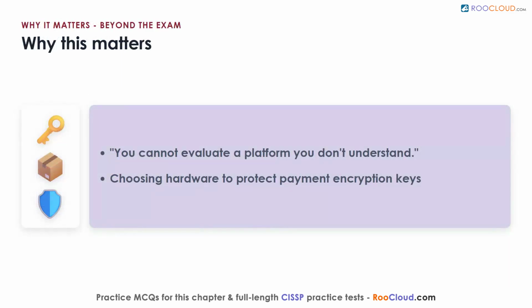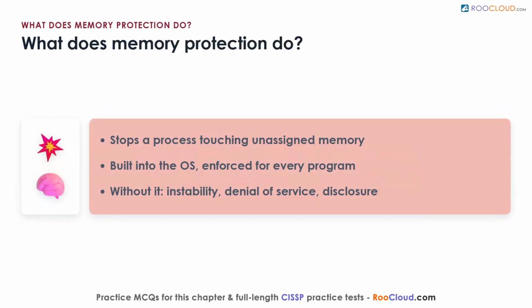Why does this matter beyond the exam? Because you cannot evaluate a platform you do not understand. Imagine you are choosing hardware to protect encryption keys for a payment service. If you cannot tell a chip that guards keys from one that merely stores files, you cannot judge the design. Knowing these capabilities lets you match the right protection to the right risk and lets you spot when a vendor is missing something essential. So what does memory protection do?